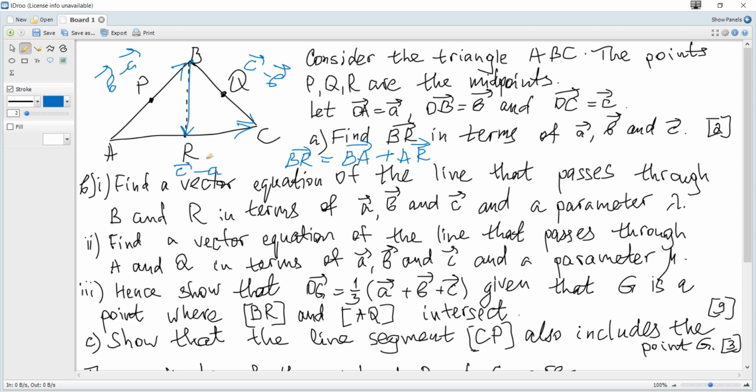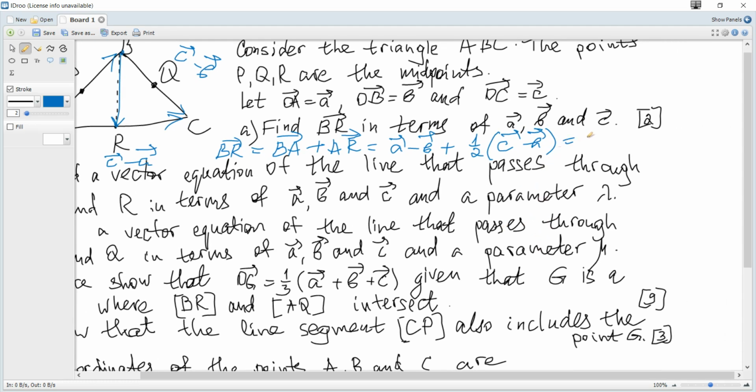is c minus a. Hence, vector BR becomes BA, which is minus AB, so it's a minus b, plus AR, and AR is a half of AC, which is c minus a, because R is the midpoint. Hence, it becomes a minus a half a, so it's a half a minus b plus a half c.